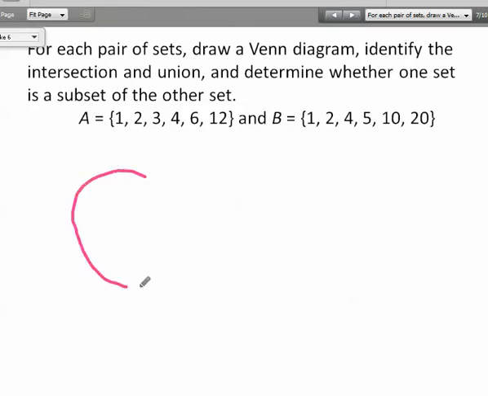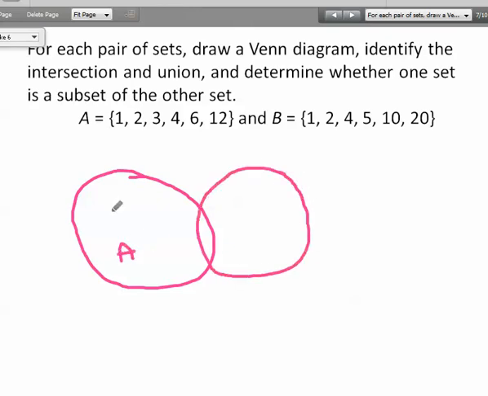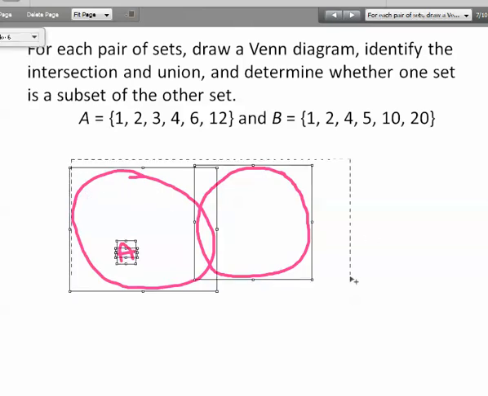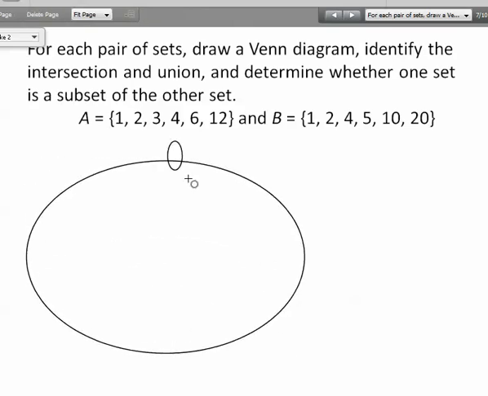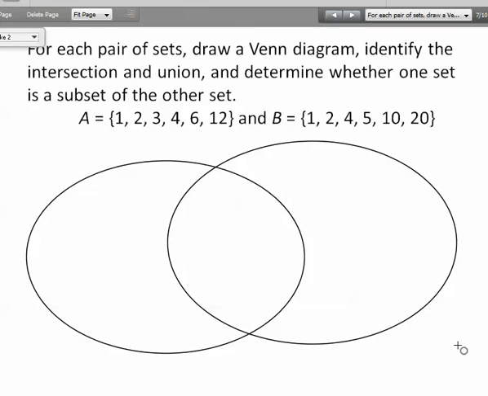Okay, so let's draw A. And we're going to draw B. We're going to see if they fit. Okay, oh, look at that. Wait, I think I have to draw my circles bigger. I think I have to draw better circles. So we're going to see where, and I didn't mean to change sizes. Okay, so this is going to be A.